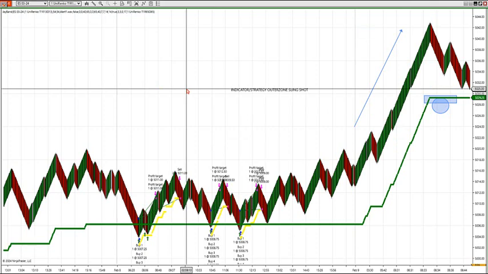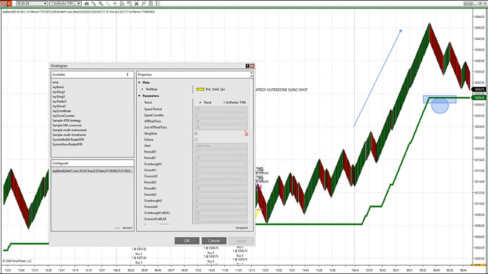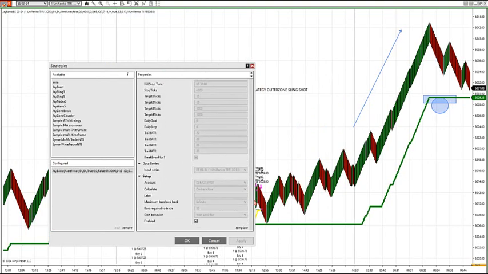What does that mean? If I go into this, I got my zone up there right now, right? And I got slingshot selected.